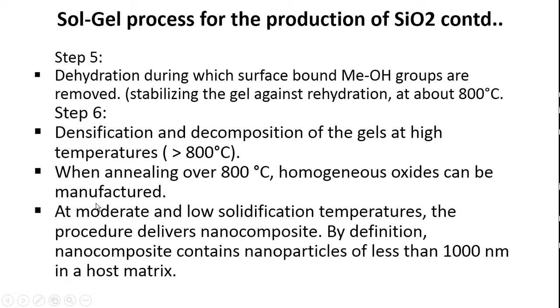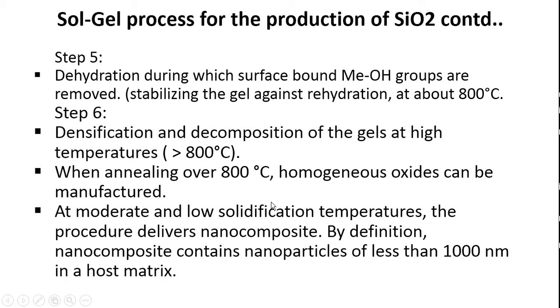So after this annealing, what happens? At moderate and low solidification temperatures, the procedure delivers nanocomposites. After this annealing process is over, almost all the water content and most of the methanol and OH contents are removed. The annealing takes place and densification of the surface takes place. That is the densification and decomposition of the gels at high temperatures, what is called the annealing process, which takes place for a homogeneous oxide formation upon the surface.